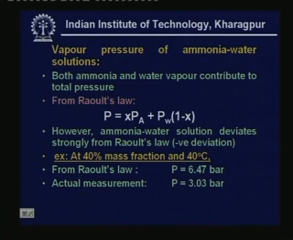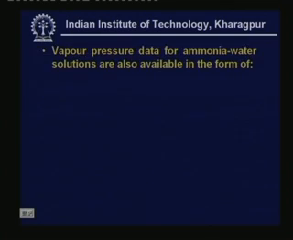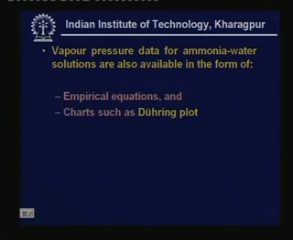This gives an activity coefficient of less than 0.5. Okay. So, vapor pressure data for ammonia water solutions are also available in the form of empirical equations and charts such as Duhring plot and all, and I have discussed these Duhring plots etc. in the last lecture, and the construction wise the plots will be exactly similar. That means the Duhring plot for ammonia water system will be almost similar to Duhring plots of water lithium bromide systems. Okay.